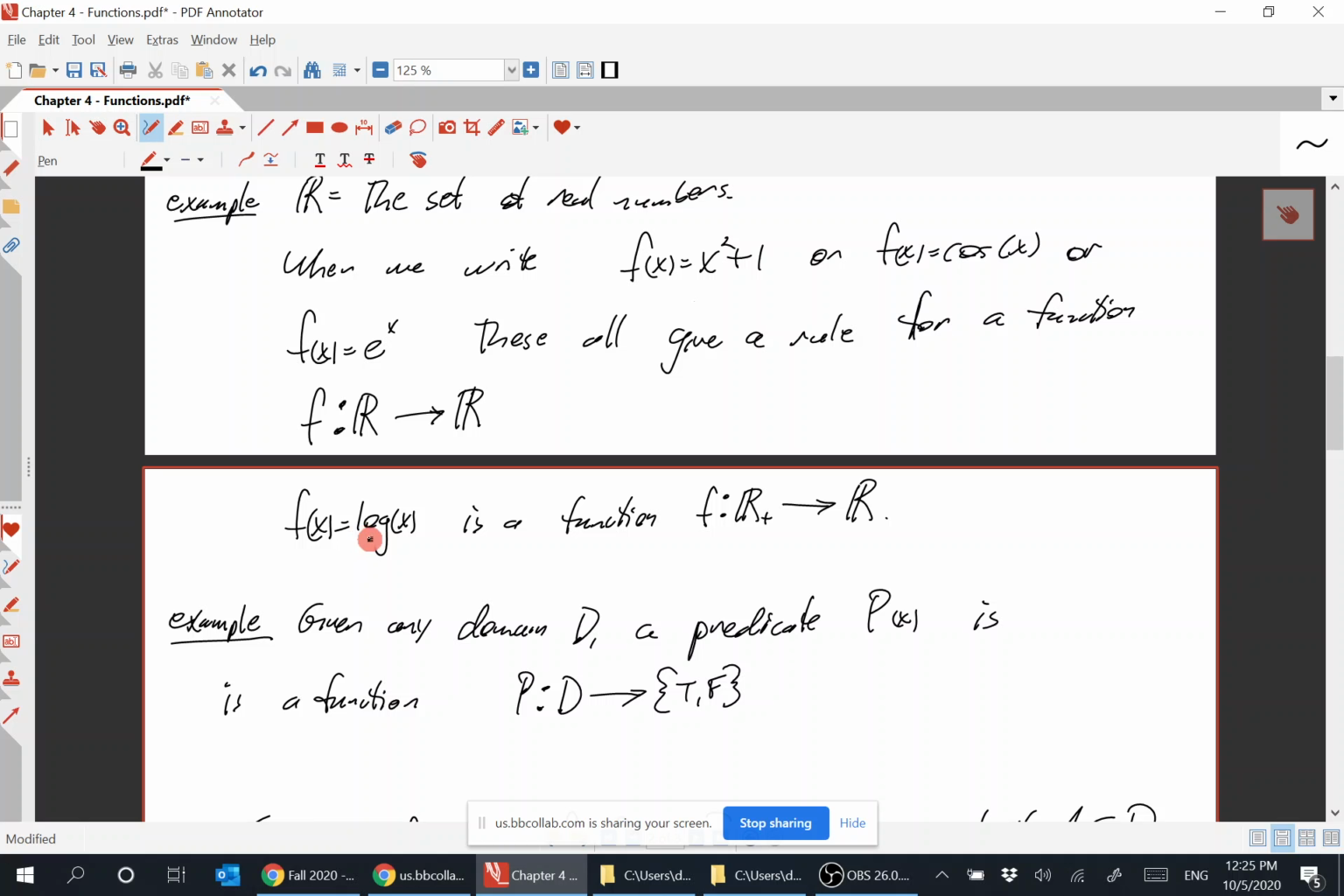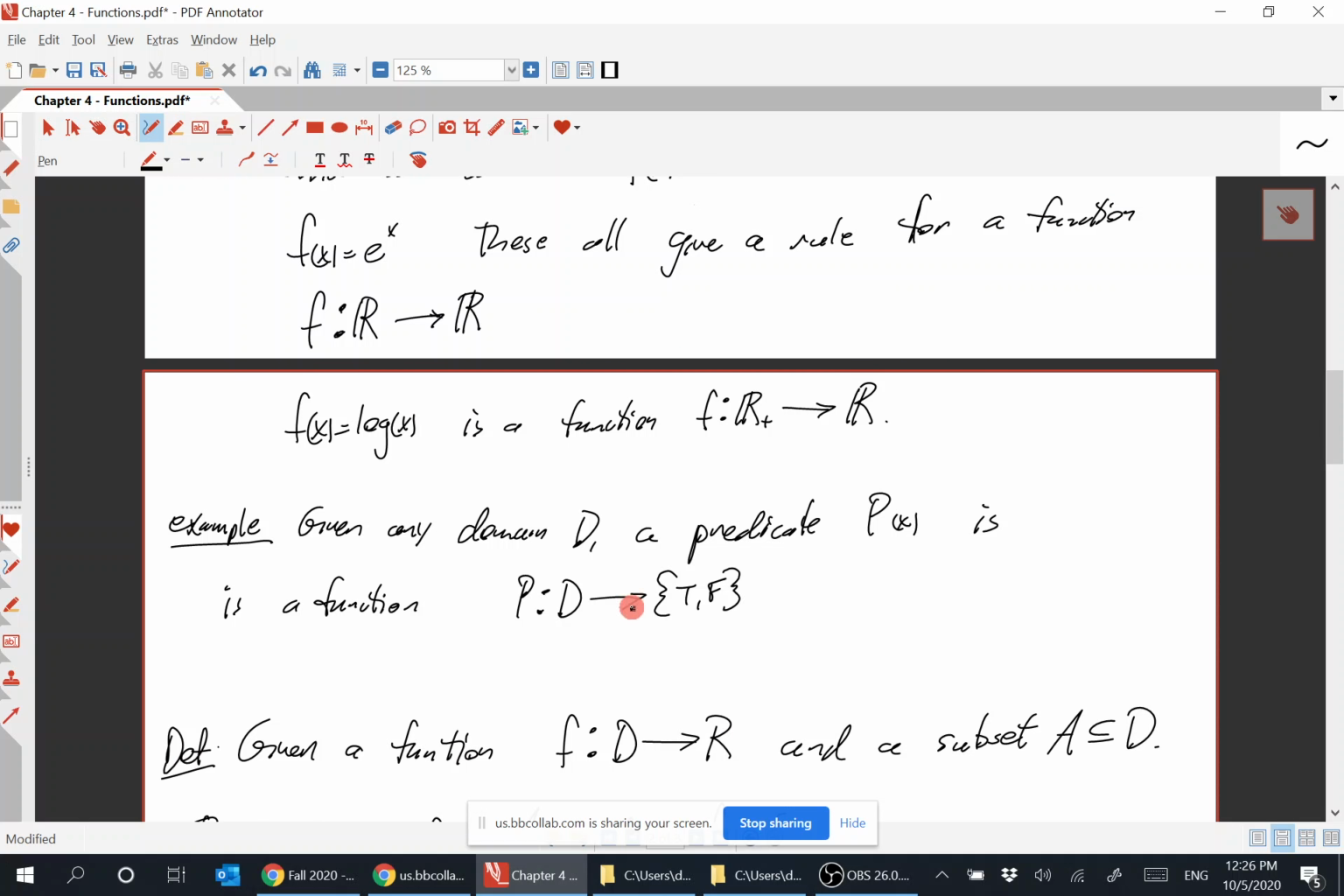This one right here, f of x is log x, is a function from the positive real numbers to the real numbers. The function has to be defined on the entire domain, so this is only for positive real numbers when you say it like this. Other types of functions we have looked at: given any domain D, a predicate P of x is a function P from the domain to the range, and the range consists of two things, true and false. So, logic-valued functions, predicates.